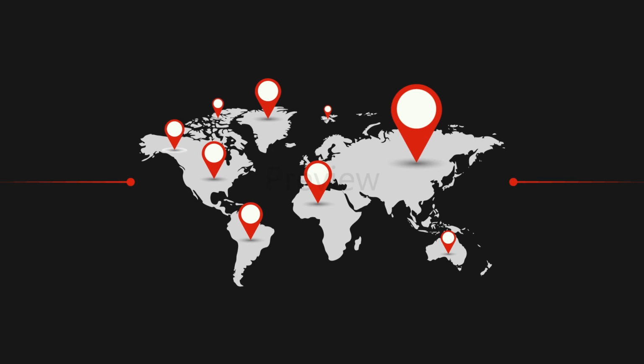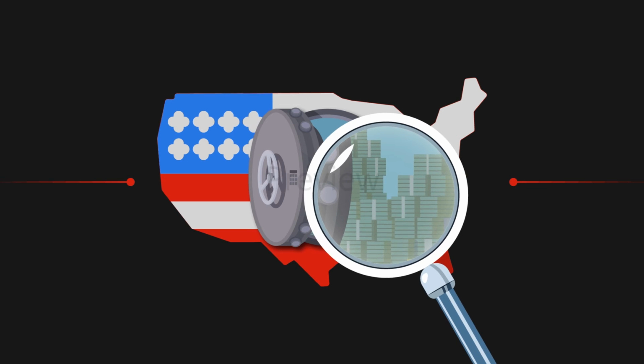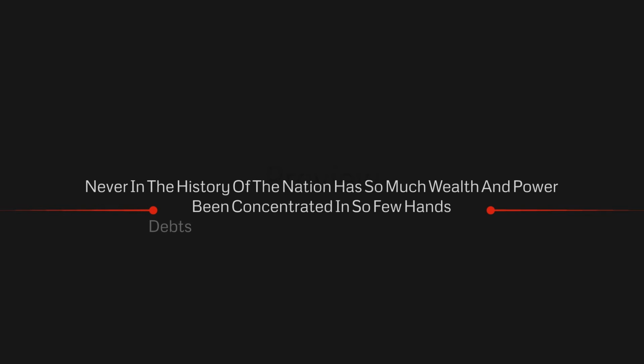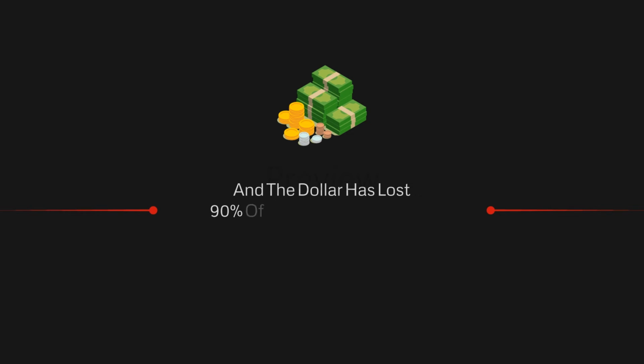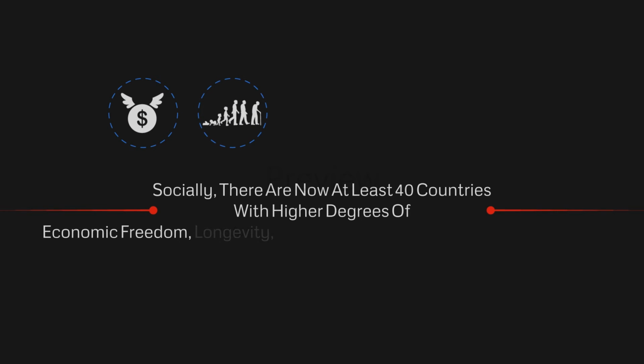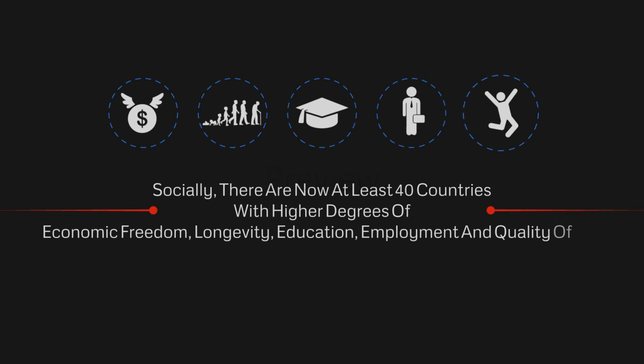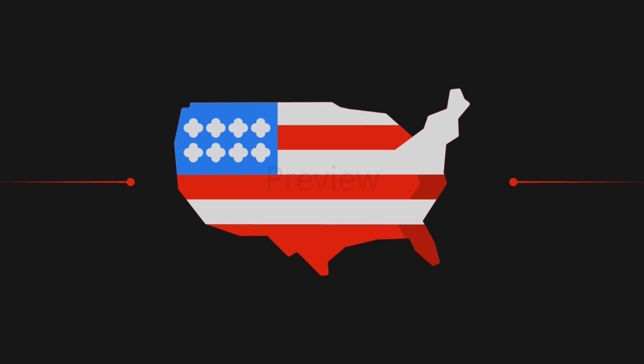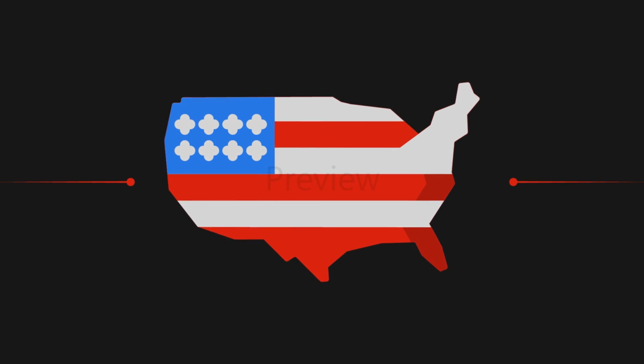Economically, few countries in the world concentrate wealth as fast and to the extremes that the United States is doing. Never in the history of the nation has so much wealth and power been concentrated in so few hands. Debts and deficits are at nightmare proportions, and the dollar has lost 90% of the purchasing power it had only 50 years ago. Socially, there are now at least 40 countries with higher degrees of economic freedom, longevity, education, employment, and quality of life than the U.S., which led the world in all these metrics for many decades.